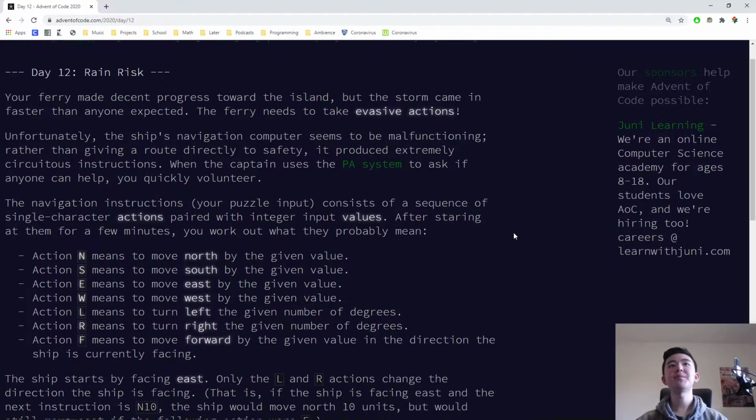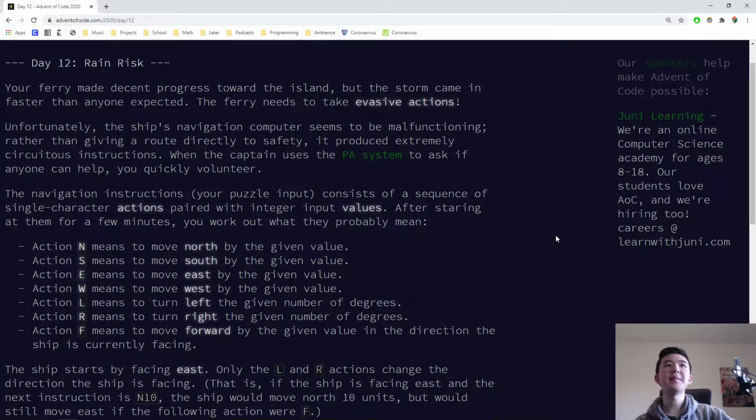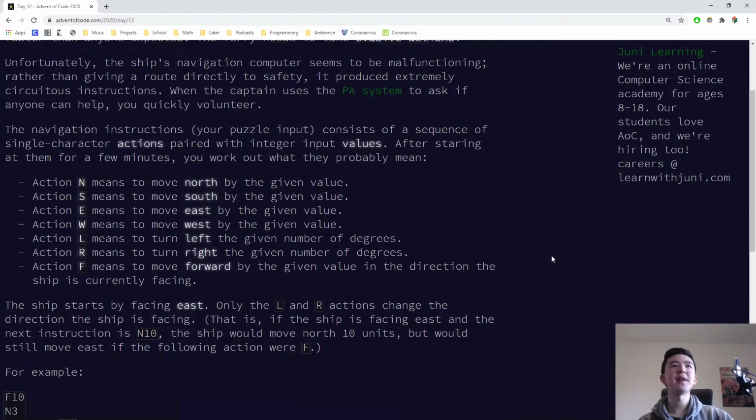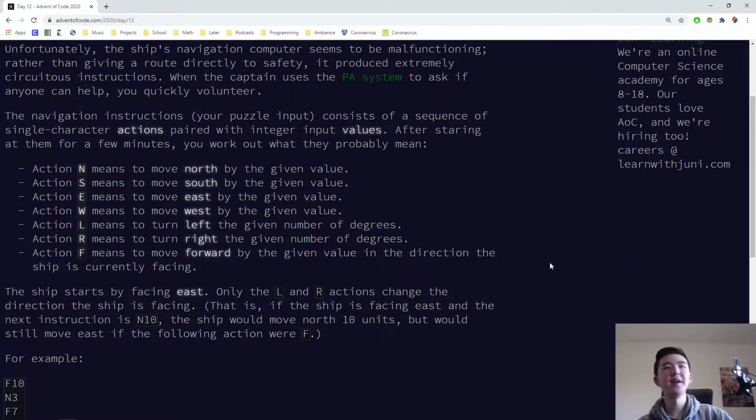Your ferry made decent progress towards the island, but the storm came in faster than anyone expected. The ferry needs to take evasive actions. Unfortunately, the ship's navigation computer seems to be malfunctioning. Rather than giving a route directly to safety, it produced extremely circuitous instructions. When the captain uses the PA system to ask if anyone can help, you quickly volunteer. The navigation instructions, your puzzle input, consist of a sequence of single-character actions paired with integer input values. After staring at them for a few minutes, you work out exactly what they probably mean.